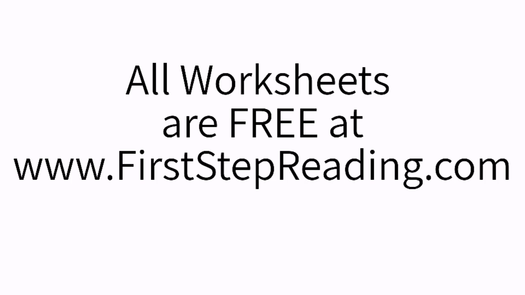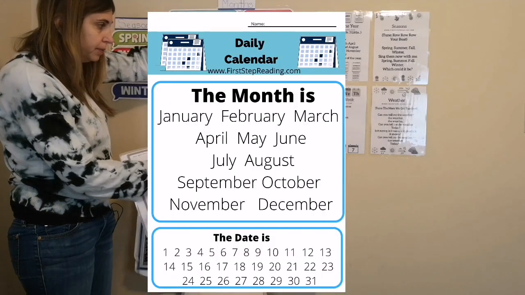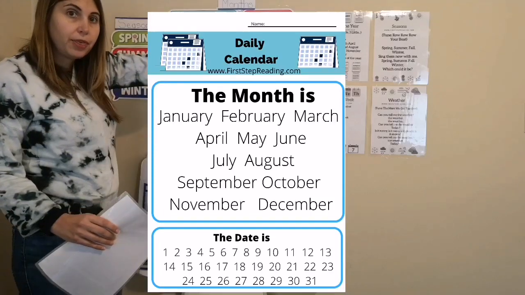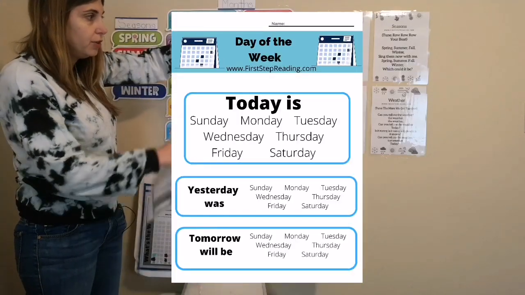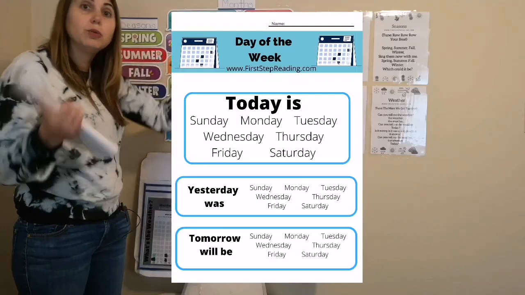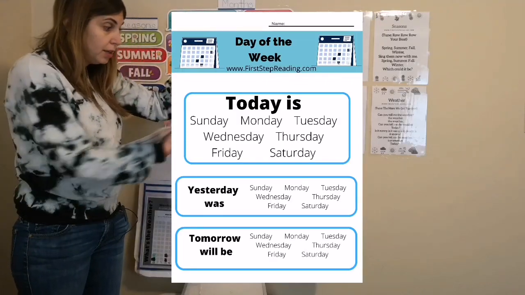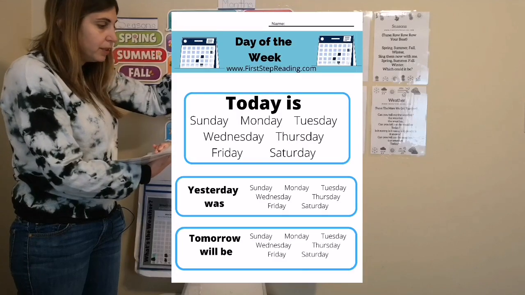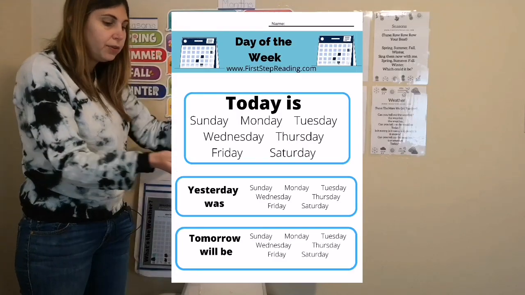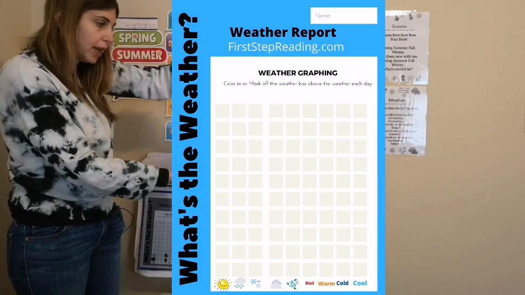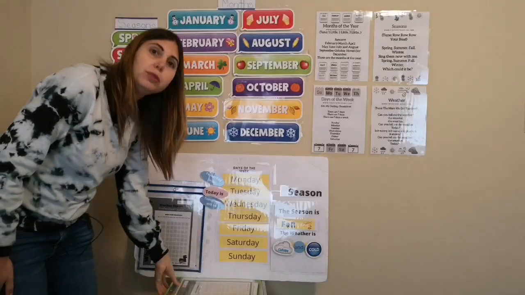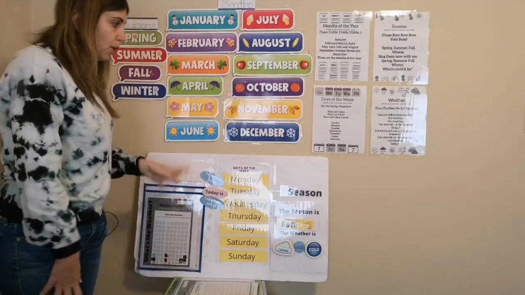So you can do your daily calendar where you circle your month and your date that you're watching this video. And you can do your days of the week where you circle what day it is today, what day it was yesterday, and what day it will be tomorrow. And you can also graph your weather. Okay, so those are some worksheets you can do to practice your calendar at home.